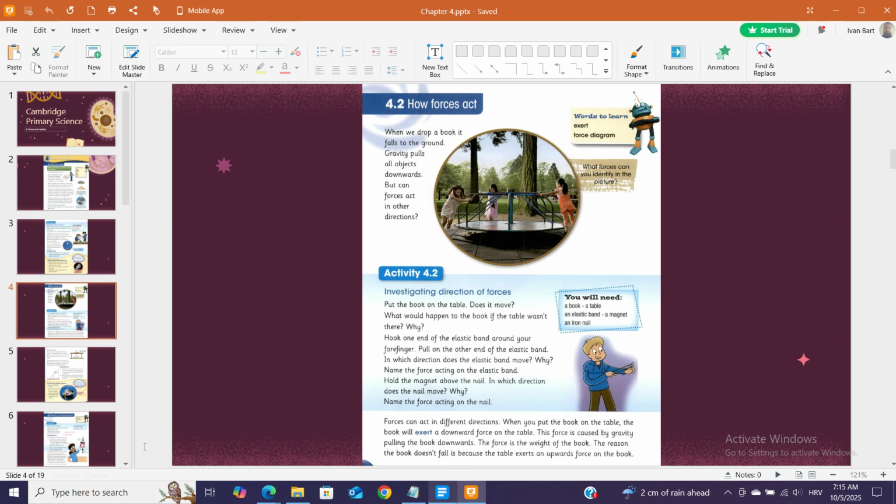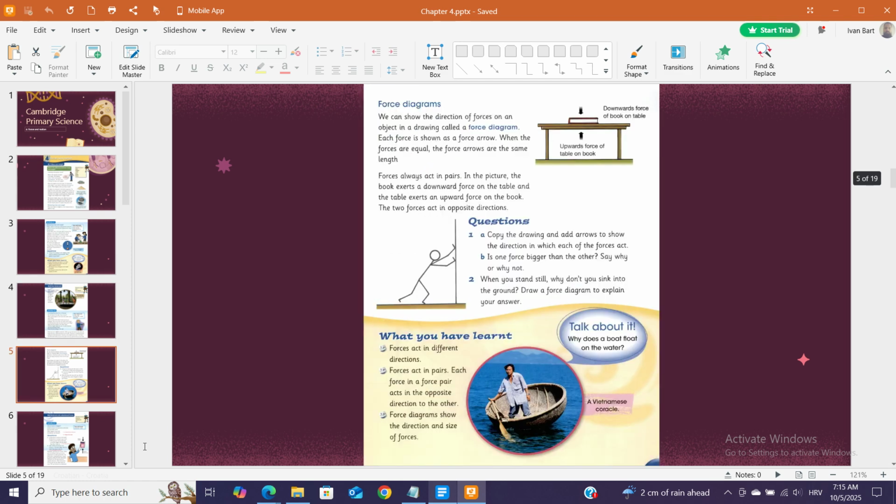Forces always act in pairs. In the picture, the book exerts a downward force on the table and the table exerts an upward force on the book. The two forces act in opposite directions. Questions. 1. Upwards force of table on book. Downwards force of book on table. A. Copy the drawing and add arrows to show the direction in which each of the forces act. B. Is one force bigger than the other? Say why or why not. 2. When you stand still, why don't you sink into the ground? Draw a force diagram to explain your answer.